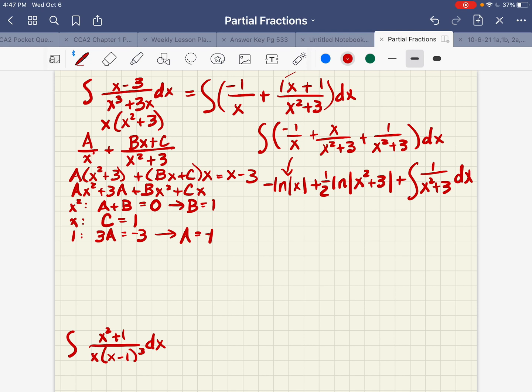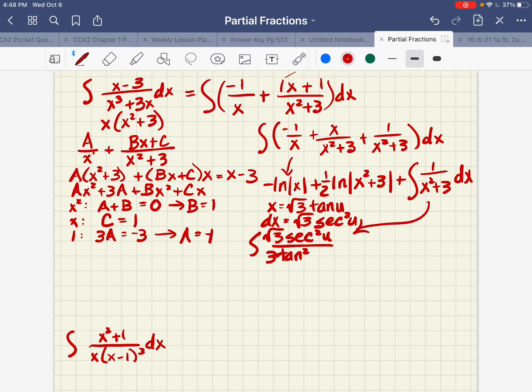I would make x equal, let's see, root 3 tangent u, because tangent squared u plus 1 is secant squared u. dx is root 3 secant squared u. But watch what happens. I'm just doing this part now. So this would become the integral of root 3 secant squared u over 3 tangent squared u plus 1 du.